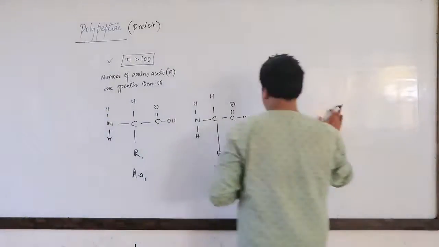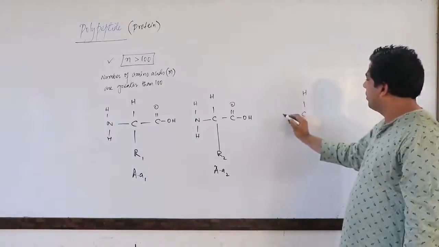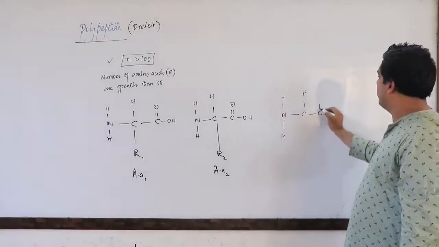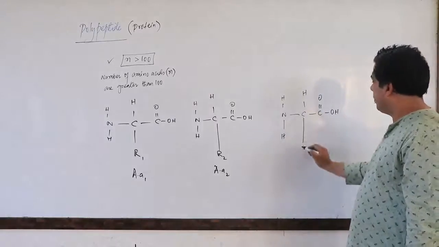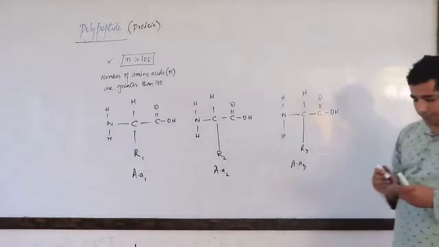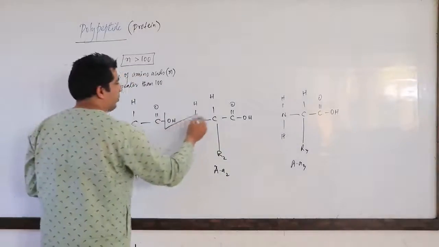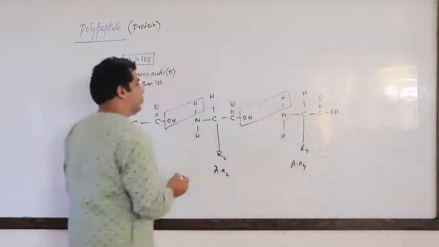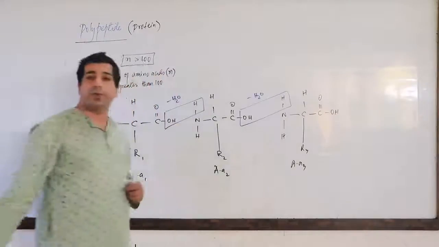Let's talk about the third one. H, N, H. Then you have here C double bond O, OH. Then finally you have, let's suppose, R3. Then this is the third amino acid. Now look here, my dear friends. Everybody knows that there will be a loss of water molecule here. Loss of water molecule, loss of water molecule. So two water molecules will be lost, H2O and H2O.